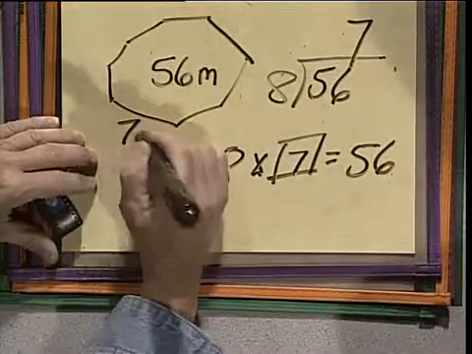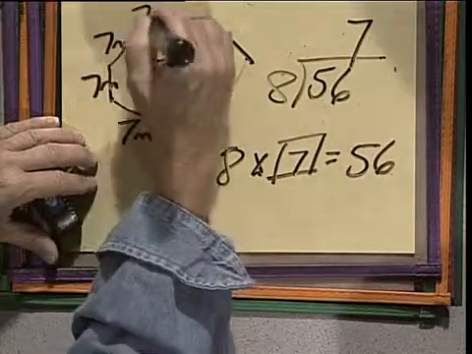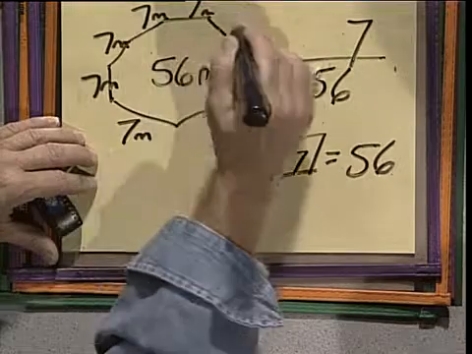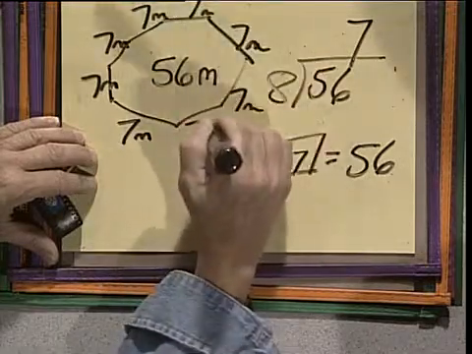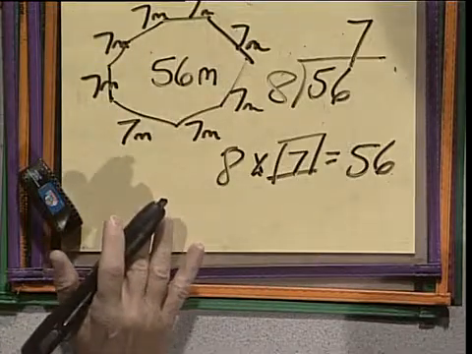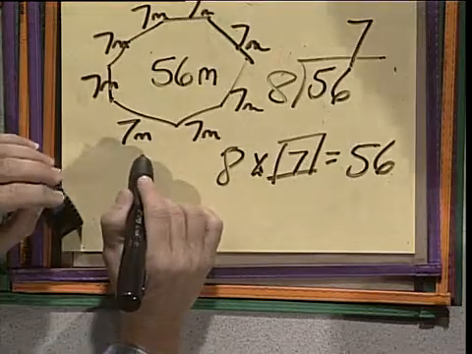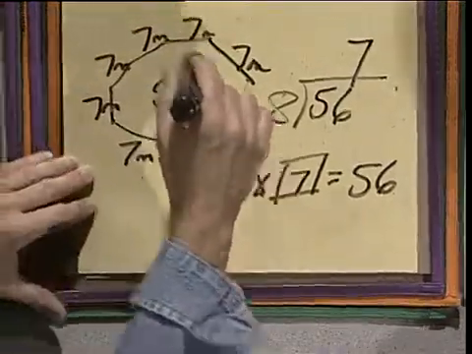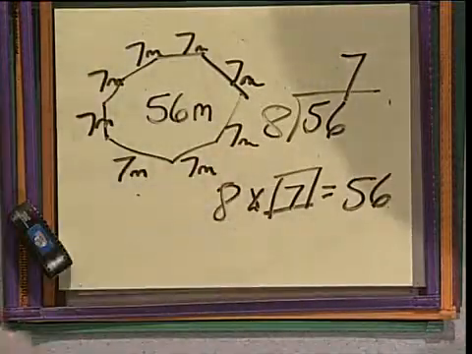Yeah. So each of these sides is how big? Each side is 56. No, not each side. The total is 56. Oh, so each side is 7 meters, and there's 8 sides. So if we added up the 7, 8 times, 7 times 8 equals 56.